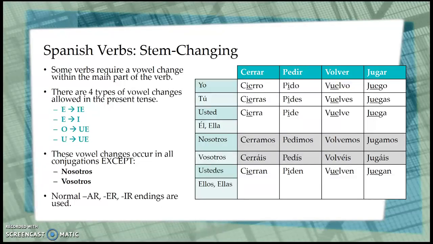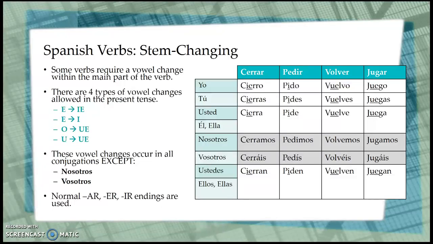Let's look at an O to UE verb, volver. Volver turns to vuelvo, vuelves, vuelve, and vuelven. But in nosotros, vosotros, the O does not change. Volvemos, volvéis. The nice thing is with it being an ER verb, it uses the ER endings. O, es, e, emos, éis, en.